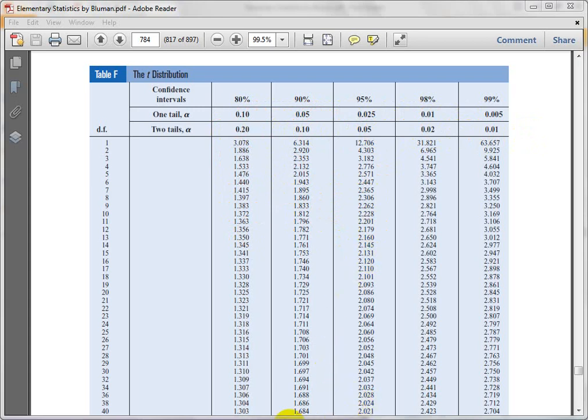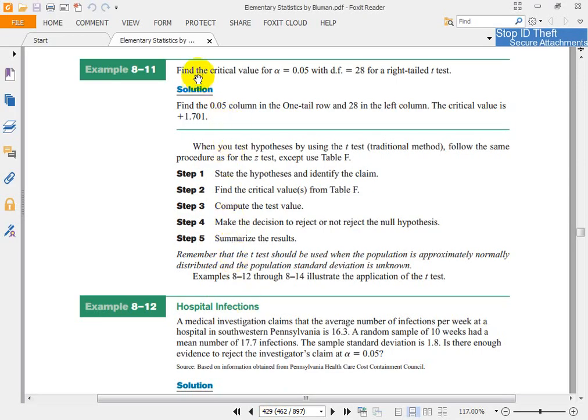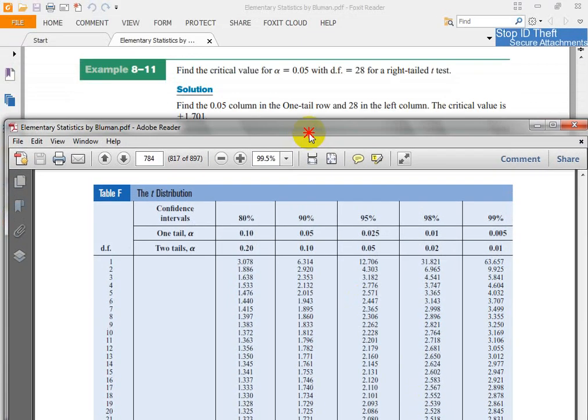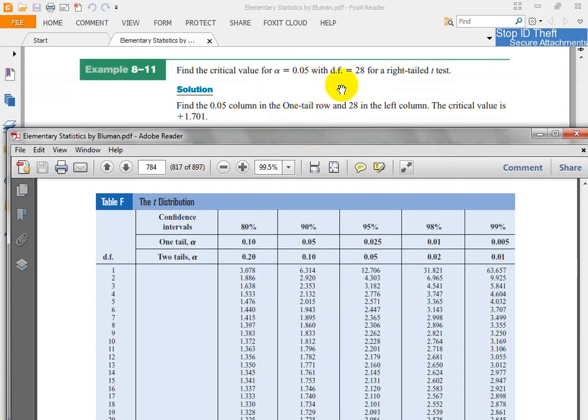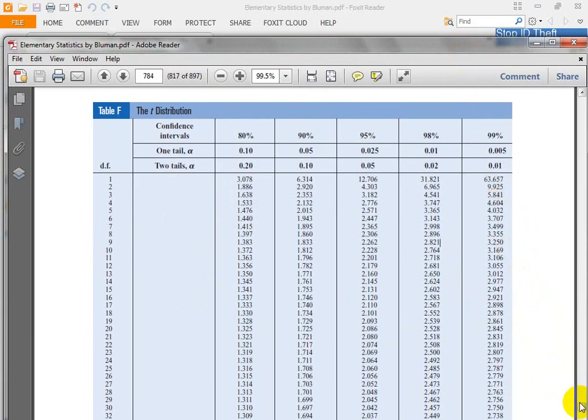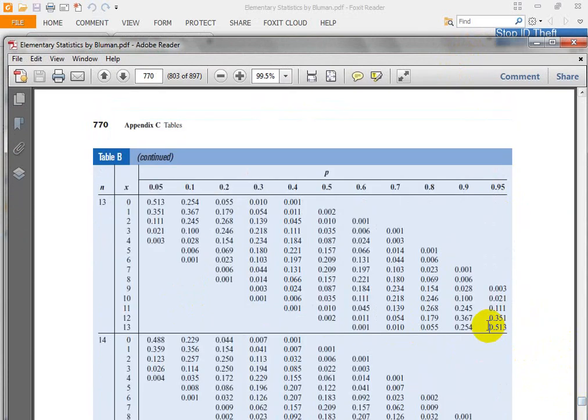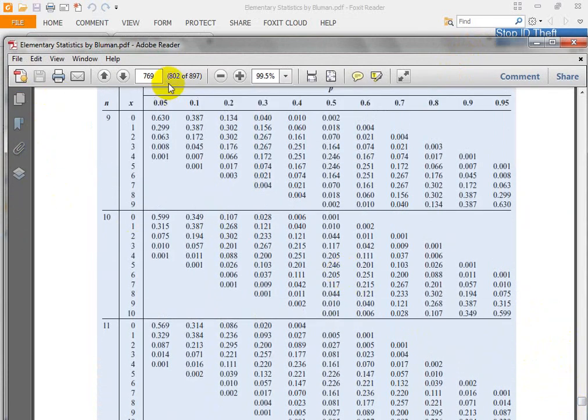Okay, now please come to the problem. What is the problem? Find the critical value, alpha is equal to 0.05 with degrees of freedom 28 for a right tail T test. So for a right tail T test, I'm coming down. So these are the corresponding data I got. So I'm going for the degrees of freedom 28. Page number, what is the page number there? 784, right?